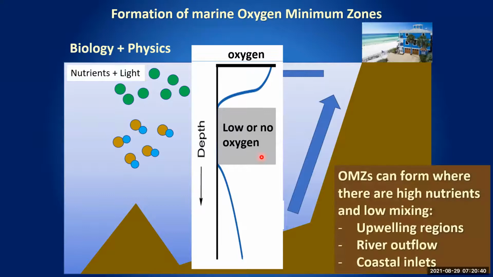So this combination of biology and physics can result in oxygen minimum zones forming wherever there are high nutrients and low mixing of that water column. So this can happen in places like upwelling regions that I just described. It can happen in river outflows, for example, the seasonal hypoxic zone off the coast of Louisiana from the Mississippi River. And it can happen in shallow coastal inlets.